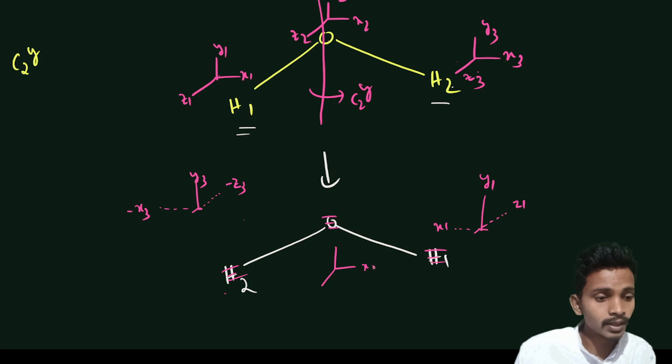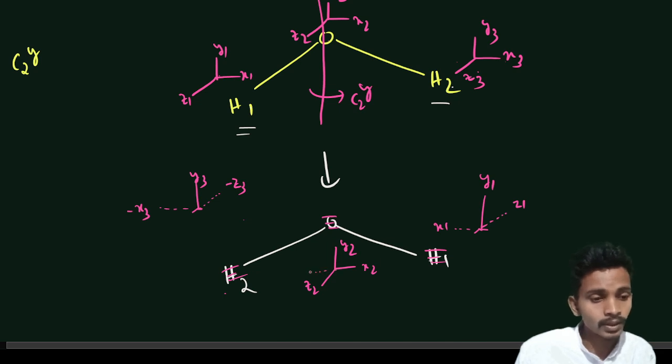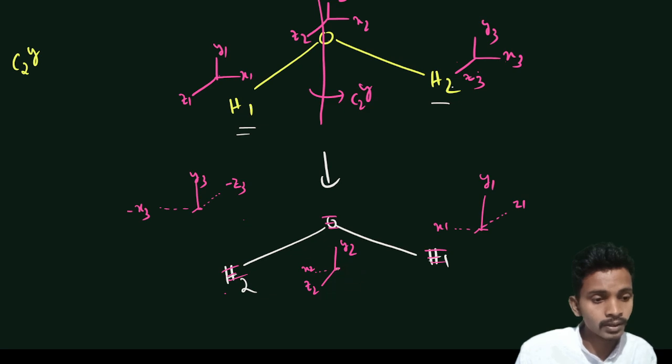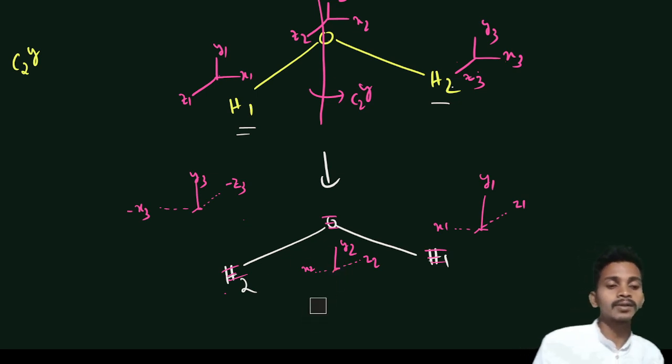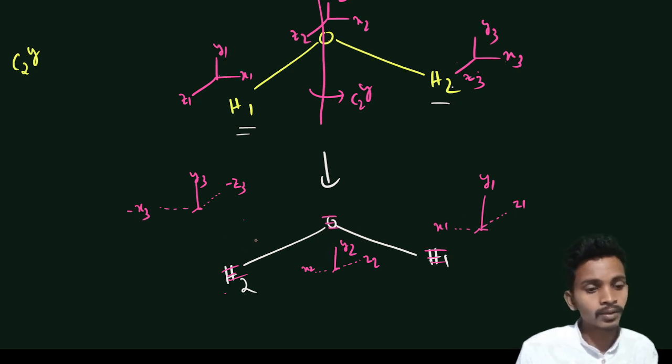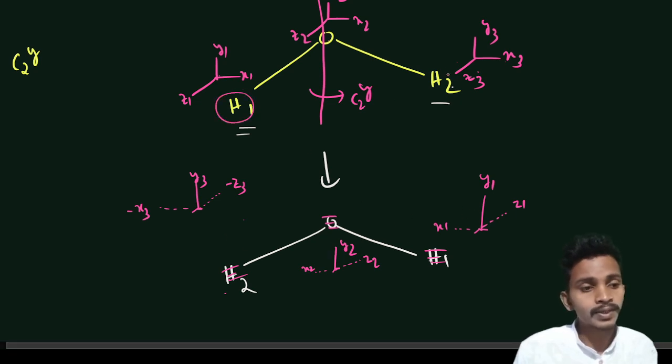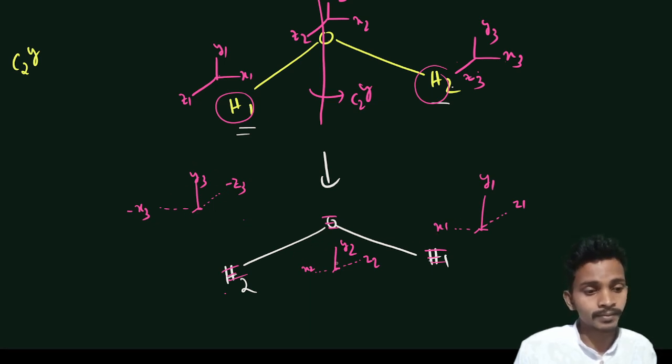This was x2, y2, z2. Now this x2 will go here and z2 will go here. Okay, so this is what happened. The hydrogens get exchanged and their axes also get exchanged, and with that the axis directions also change. Here only the atom positions are exchanged, not the atom size, but the axis directions change.